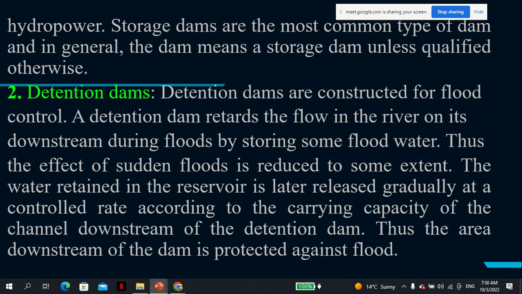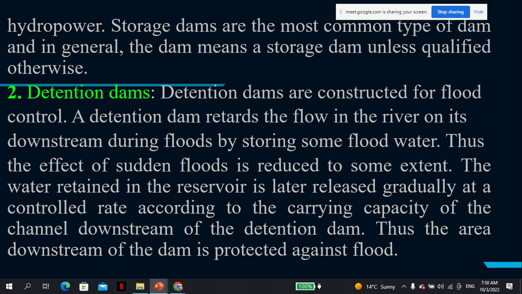Storage dams are the most common type of dam, and in general, the dam means storage dam unless qualified otherwise. So, by default, if we say dam, we're talking about a storage dam unless qualified otherwise. So the first category is for storage.